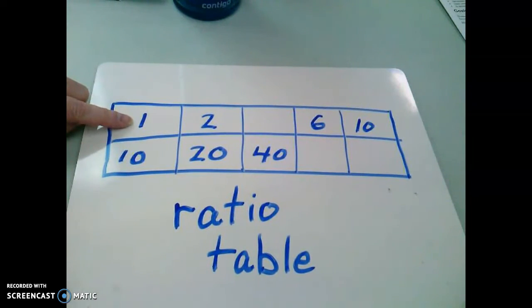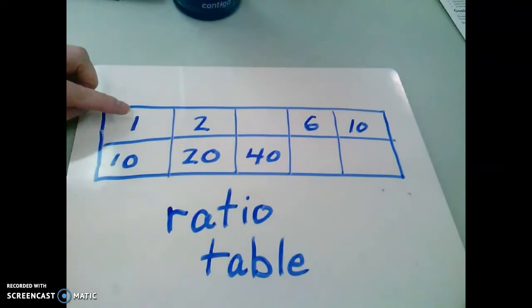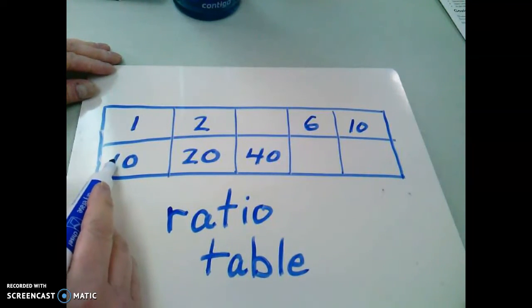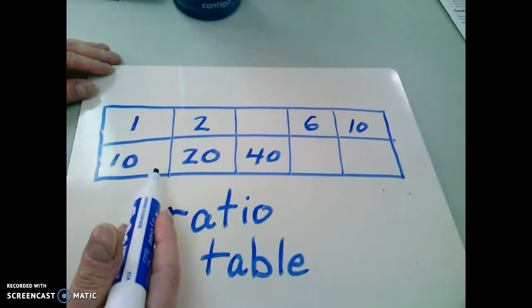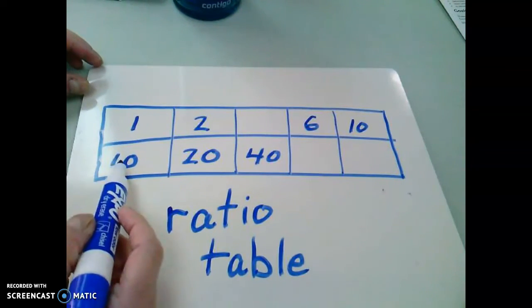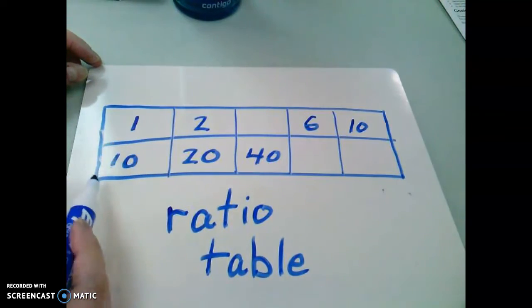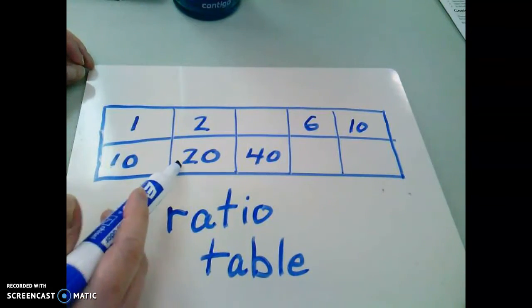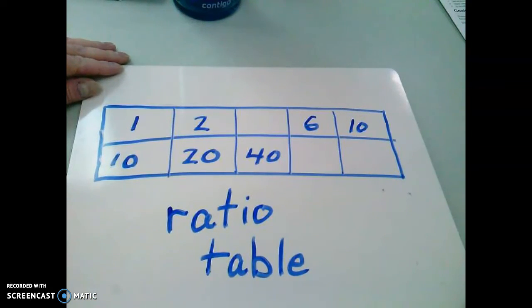If I have 1 on the top, I'm going to have 10 on the bottom. So that's going to be our rule. So if I had 1 on the top and 10 on the bottom, if I have 2 on the top, it's kind of like saying I need 10 plus 10, or 10 times 2, and I would get 20. Okay, so now I'm going to look at my next column over here.